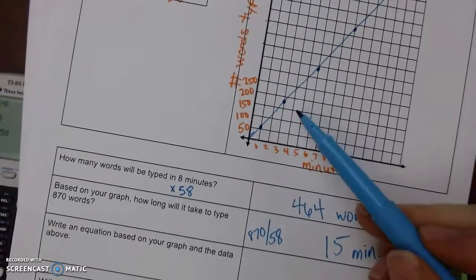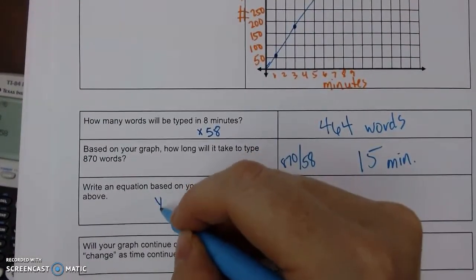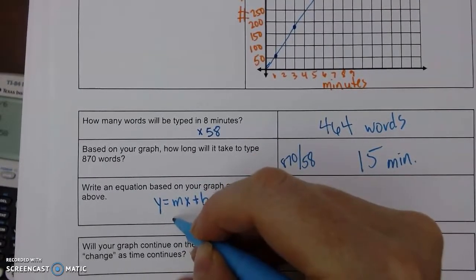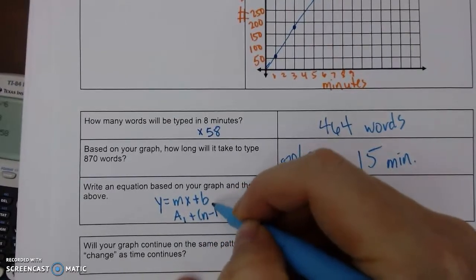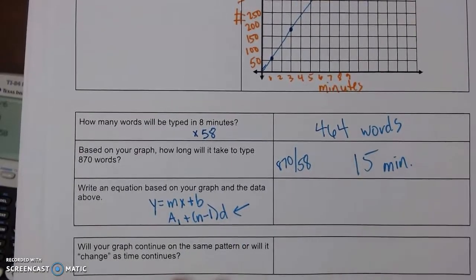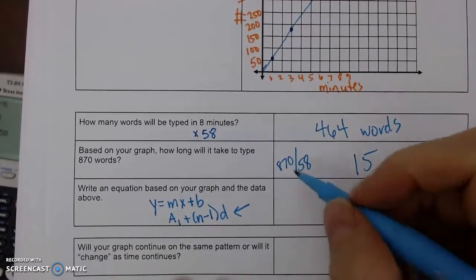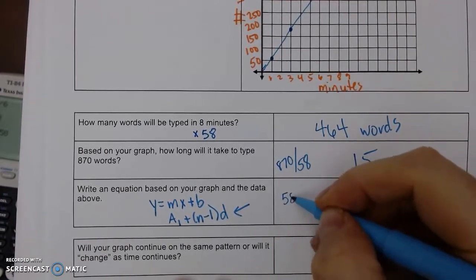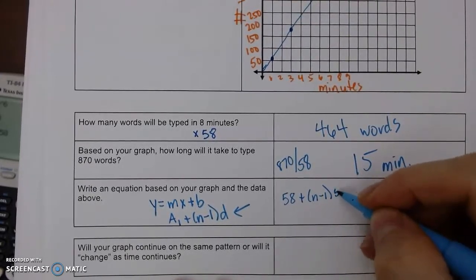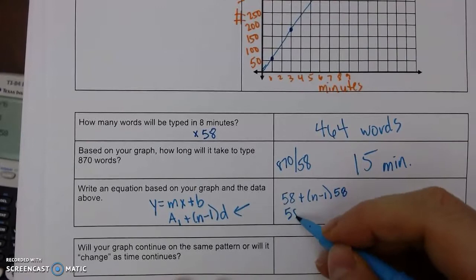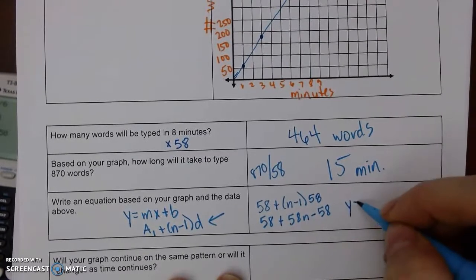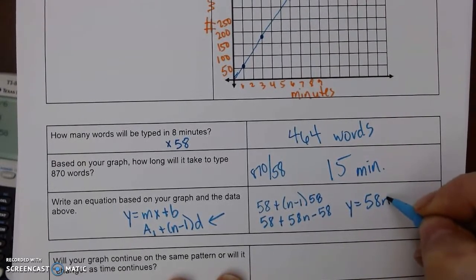So write an equation. Since this is linear, we get y equals mx plus b, or it's arithmetic, so you could use a sub 1 plus n minus 1 times d, whatever you feel more comfortable with. I'll just do this one since we just got done with the arithmetic sequences. So my first is 58 plus n minus 1. Our common difference is how much we went up each minute, which is 58. So 58 plus 58n minus 58, and we get y equals 58n, or x.